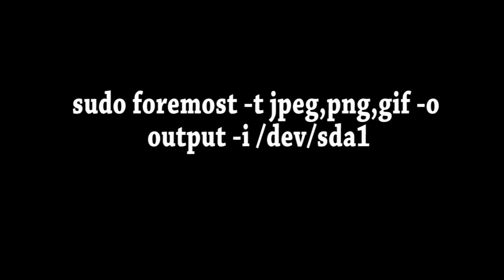Now if you're trying to recover specific files, I would recommend using foremost. With foremost, you can do the following. Sudo foremost -t, and directly following this, you specify a comma delimited list of file extensions to search for, and this is optional, but in this case, I'll use JPEG, PNG, GIF. Then -o and output. Now that is the directory you want your recovered files to be placed in. And finally, -i and the directory to the drive you want to search for.